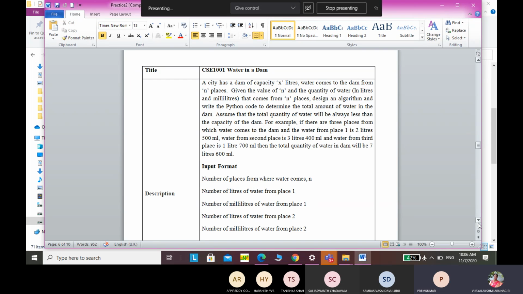Please solve them. If there is any doubt, you can ask at the end of the class. PSC chart, algorithm or pseudocode you have to write for these 3 questions. Okay, ma'am.